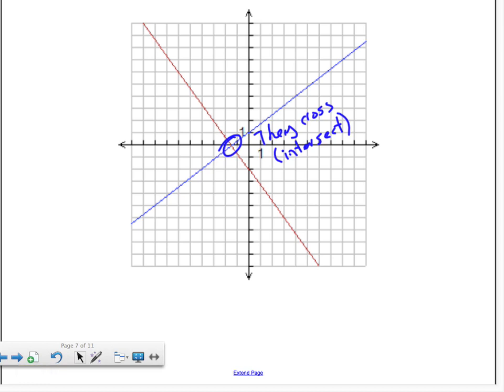What else can we say about these lines? How are they related? Alan? They have the same x value. What do you mean they have the same x value? They have the same x-intercept. Oh, so you notice that they're crossing right at the x-intercept. So here, they have the same x-intercept. Good.